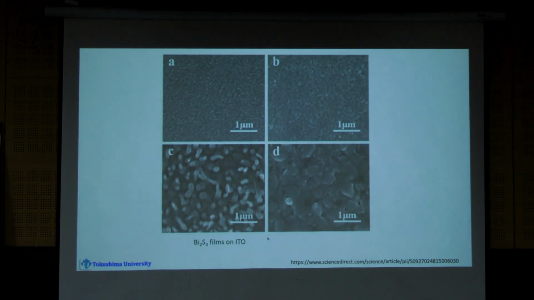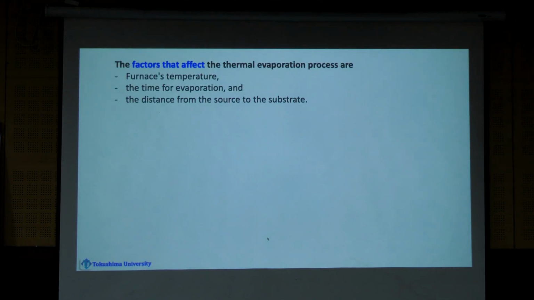These are some AFM images of bismuth sulfide thin film on ITO. Various conditions they have applied, and you can see a uniform, homogeneous thin film can be deposited on ITO glass, indium tin oxide. So we already discussed the factors that can affect this.